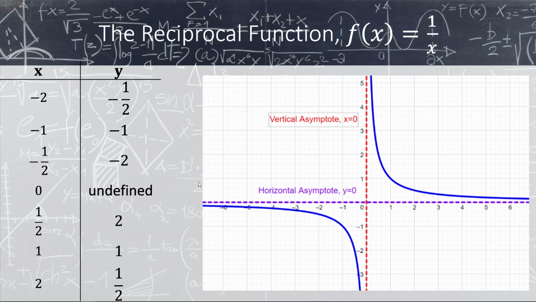Now, not all rational functions will have a horizontal asymptote. Sometimes it might be oblique. Sometimes there may not be an asymptote at all, except for the vertical asymptote. However, in this particular case, we do have one, and it shows what the function approaches as x gets to infinity or negative infinity.